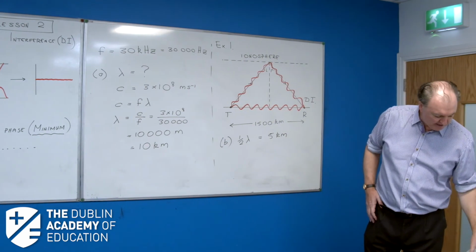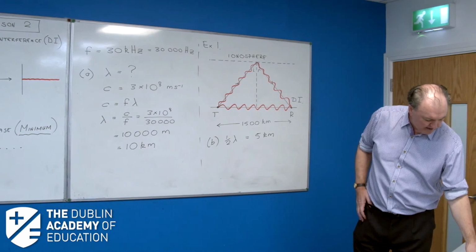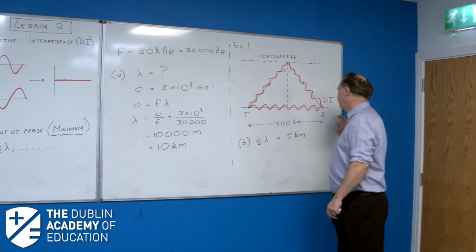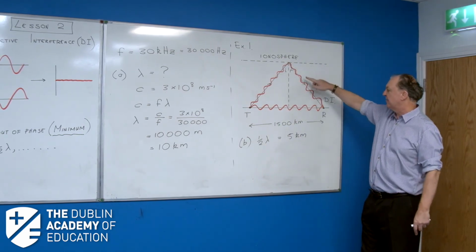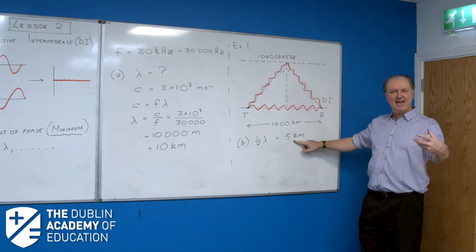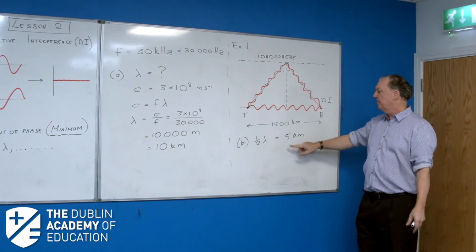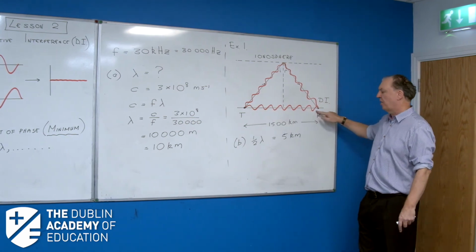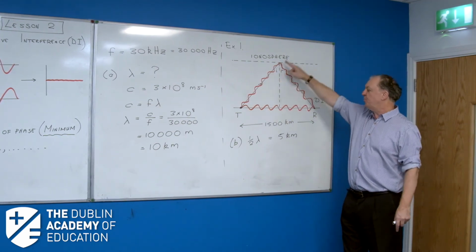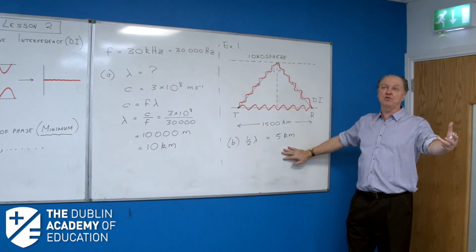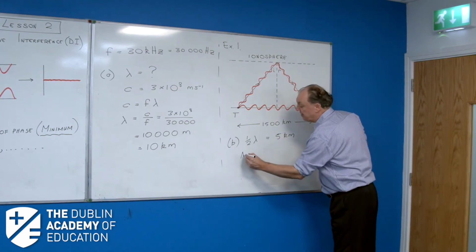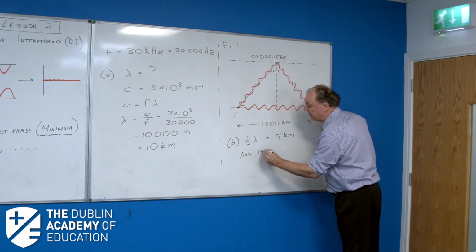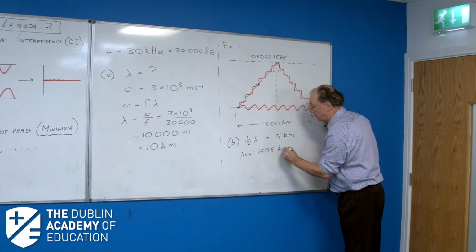So what's the question they're asking? What is the minimum distance that the reflected wave should travel? Well, we're talking about the distance it travels. That 5k is the extra distance it travels. Well, that's 1500 kilometers from T to R along the ground. The reflected one went an extra 5 kilometers, and that means my answer for that distance would be 1500 plus 5, that's 1505 kilometers.